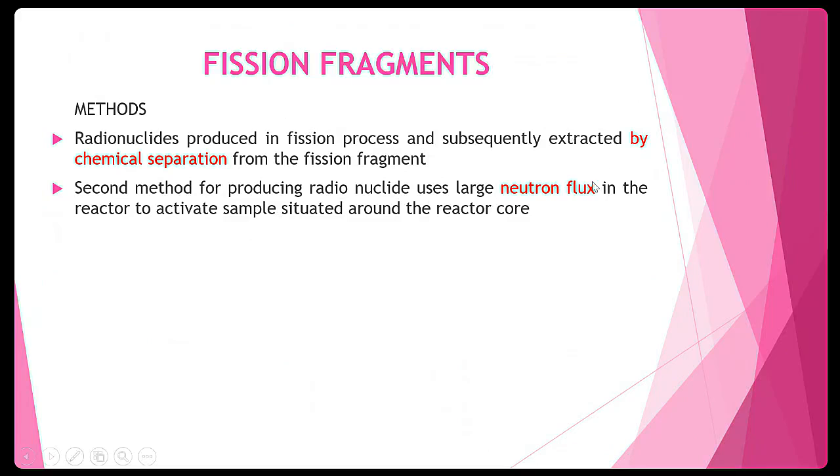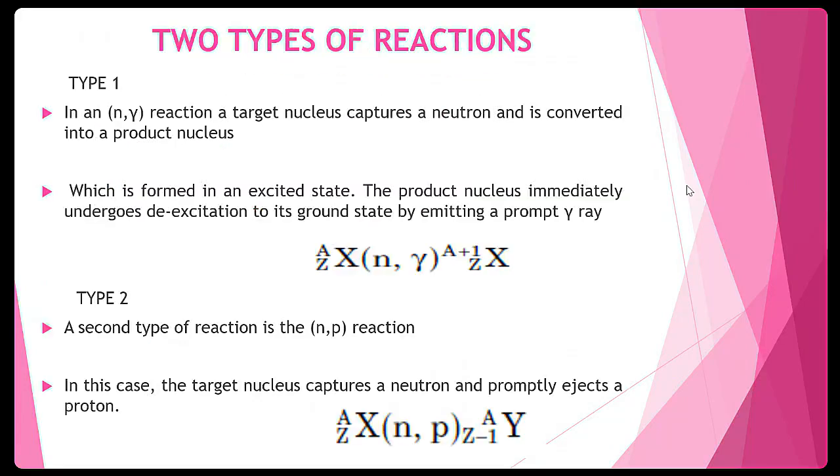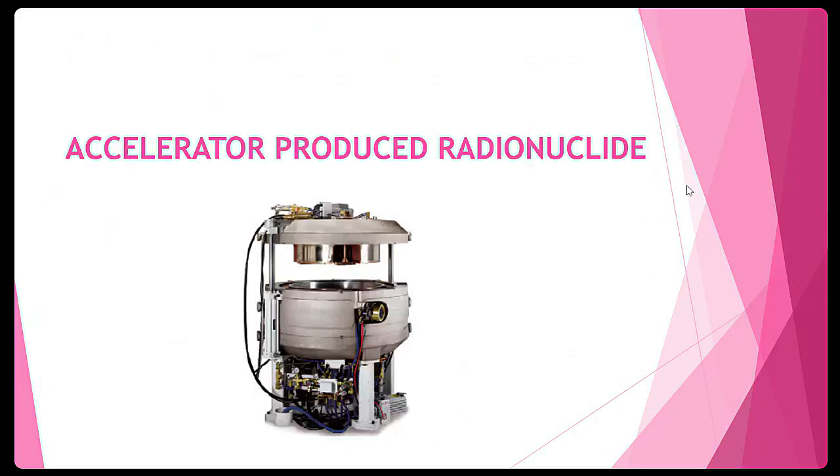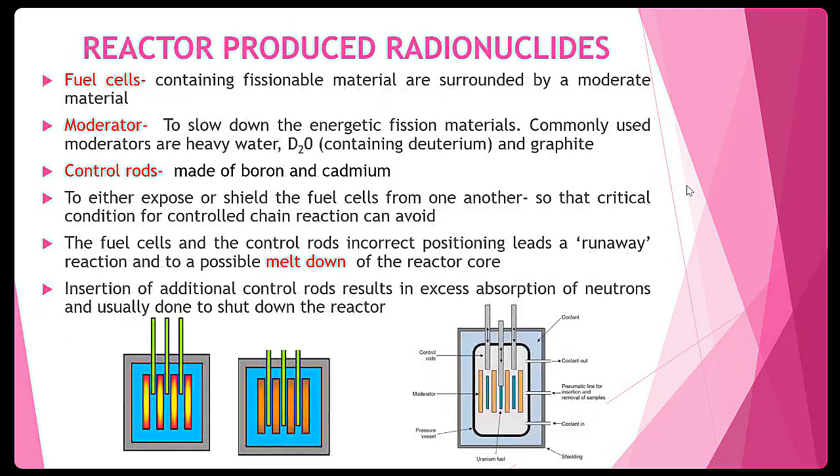Whatever radionuclide is produced through this fission process, we will take it out by chemical separation. One method is chemical separation. The second method is using large neutron flux, where we give large neutron flux to take out the sample. Neutron activation is not required. I hope this reactor produced radionuclide is clear for you.